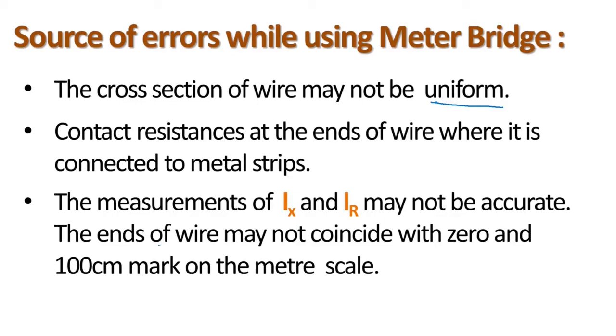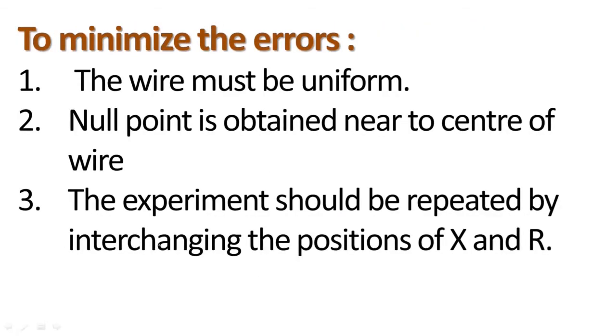While doing the experiment, we have remedies to minimize the errors that occur. For that, we take care that the wire must be uniform. The null point is obtained near the center of the wire, meaning in between 30 to 70 centimeter. While obtaining the balancing point, it should not be below 30 or exceed 70. And the experiment should be repeated by interchanging the positions of X and R. Taking these precautions, we can determine the value of unknown resistance using meter bridge.